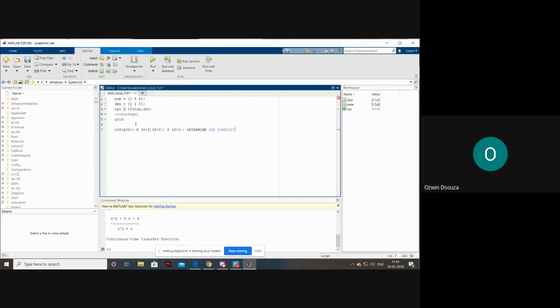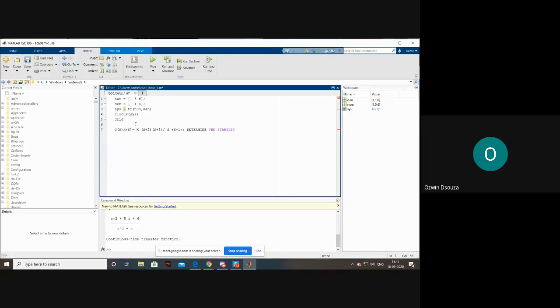Basically, this is the same problem we have solved in our regular class, right? The first problem. Now I hope you have the standard results of this problem ready with you, in the sense of breakaway point, etc. We have to construct the root locus of this particular open loop transfer function. So how do we do it?